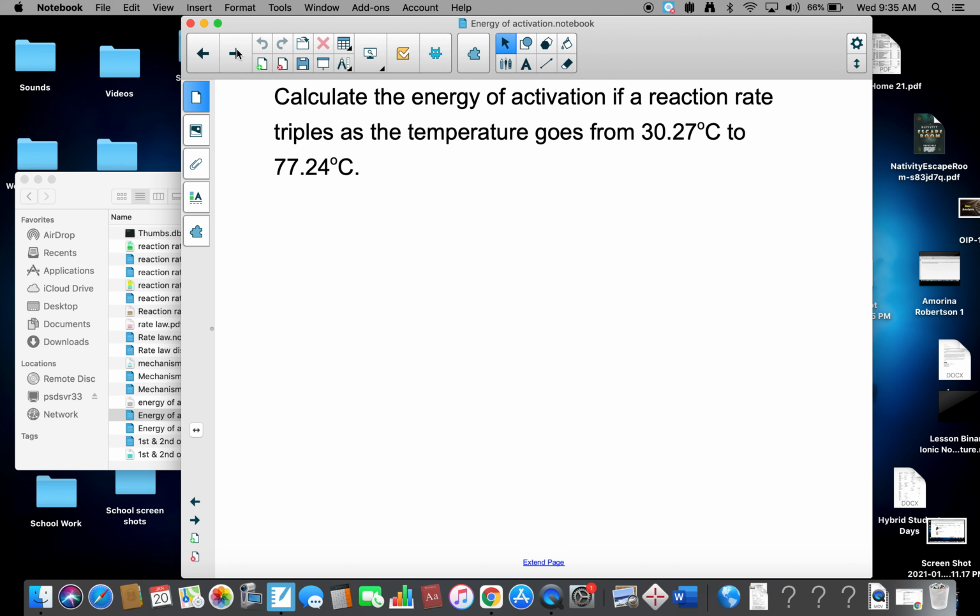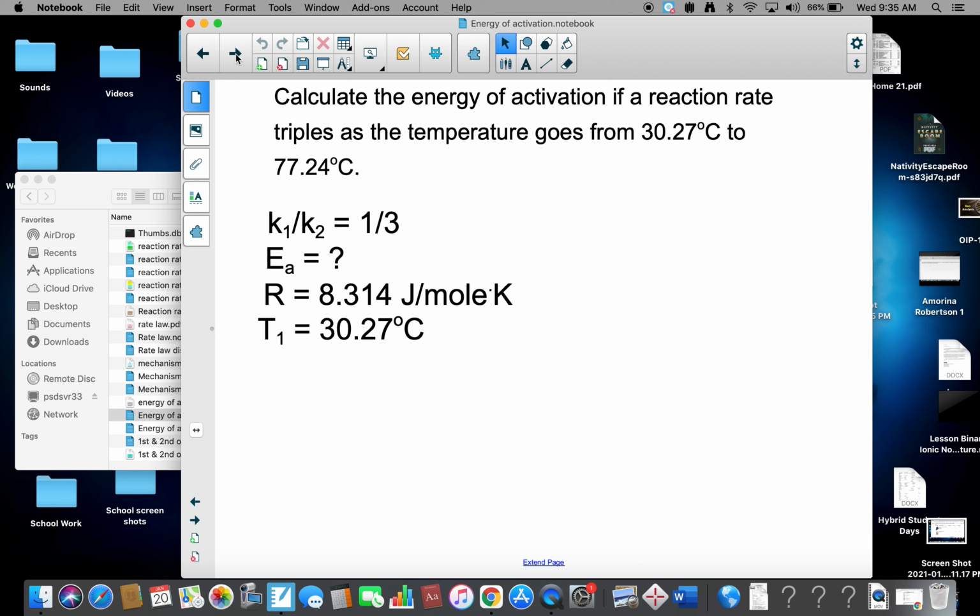So let's look at a problem. Calculate the energy of activation if the reaction rate triples as the temperature goes from 30.27 degrees Celsius to 77.24 degrees Celsius. Now, when we take the k1 over k2, it's going to end up being 1/3, not 3. The reason is because we're going from the lower temperature to the higher temperature, so the constant for the lower one is on the top and the higher one is on the bottom. So we end up with 1/3 when E sub A is unknown, R is 8.314 joules per mole Kelvin, and temperature 1 is 30.27 degrees Celsius, and T2 is 77.24.